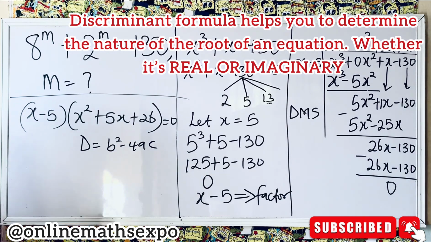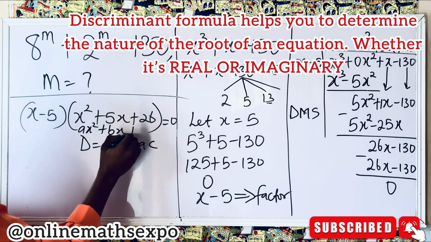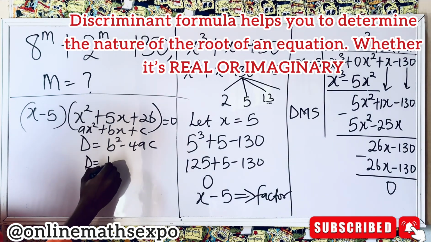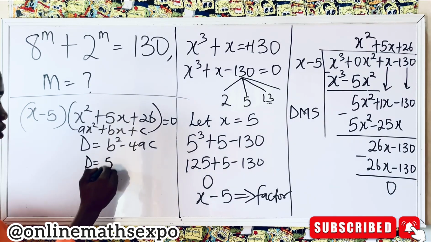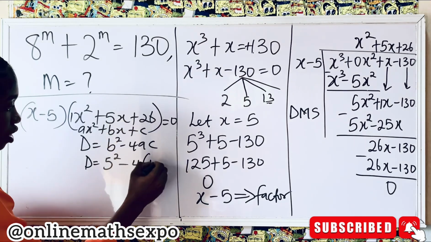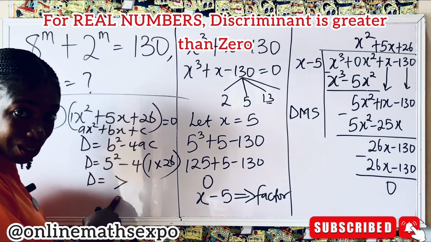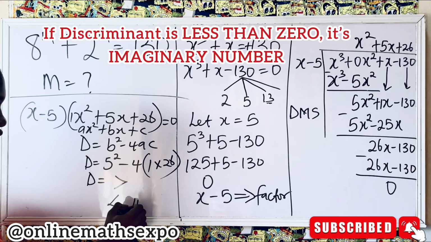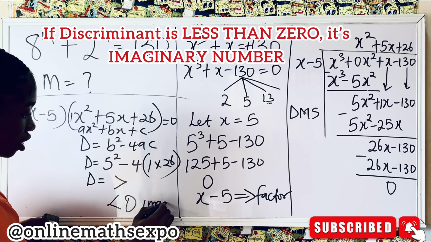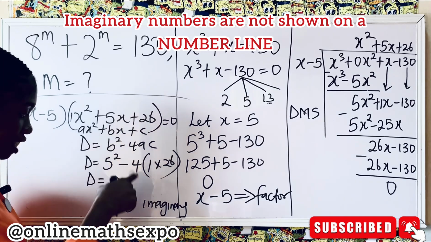I hope this is clear. So in that case, use your general quadratic expression as this to get your values. You see that your a is the coefficient here, which is 1. So we can say our b is now 5 squared minus 4. Our a is 1. Our c is 26. And your d should be greater than 0 for it to be real. If it is less than 0, it is imaginary. Okay? If it's less than 0, it becomes imaginary. So if you simplify this, you will notice your answer is less than 0.